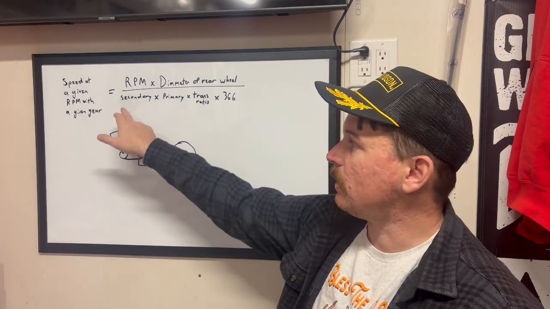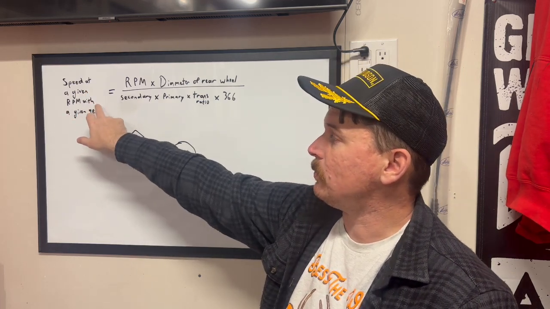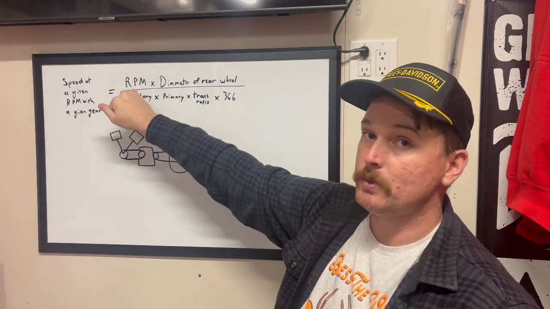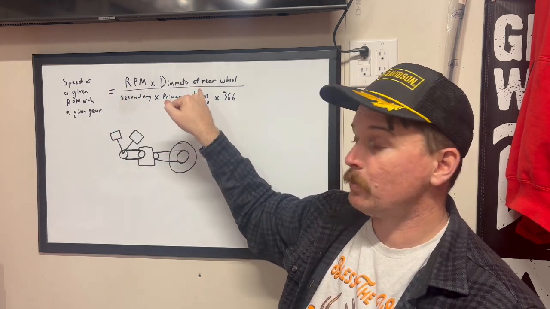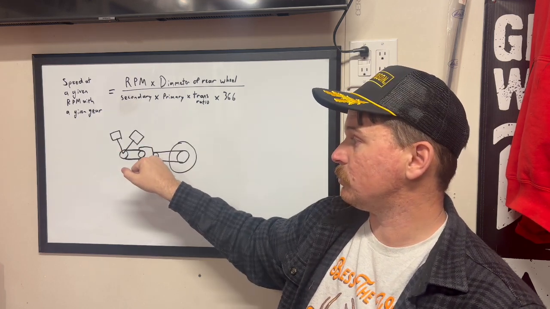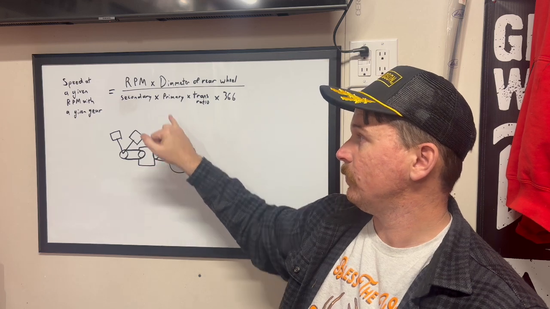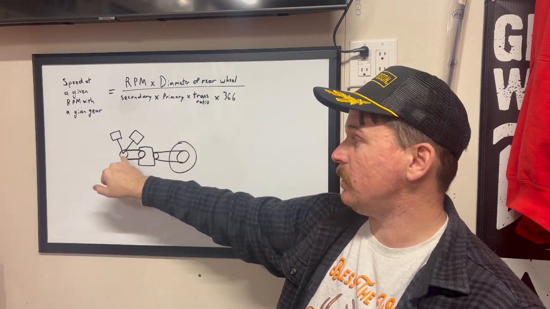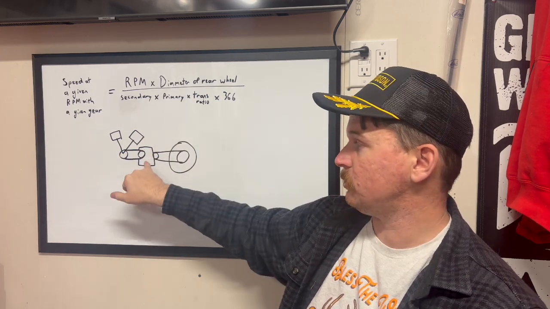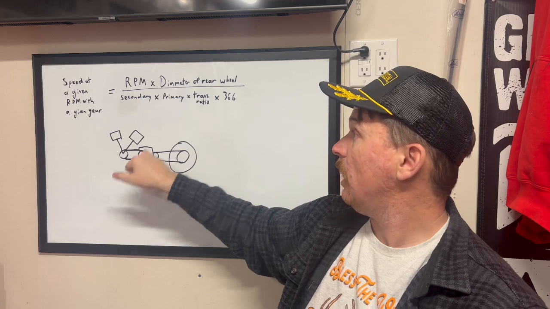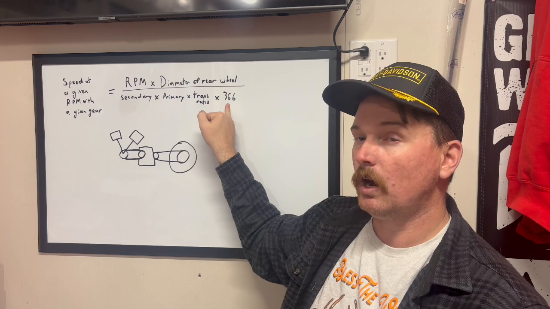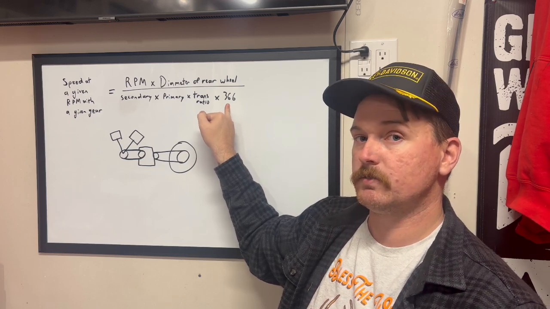And that formula is what we see right here. Speed at a given RPM with a given gear. We see our factors here. You've got your RPM, you've got the diameter of your rear wheel, you've got your secondary, which is your drive from your transmission to your rear wheel, your primary, which is from your crank to your trans, your trans ratio, which is self-explanatory, and then this final factor of 366. I can't remember exactly what it's for. I just know that you have to use it as a correction factor for all this math to work.